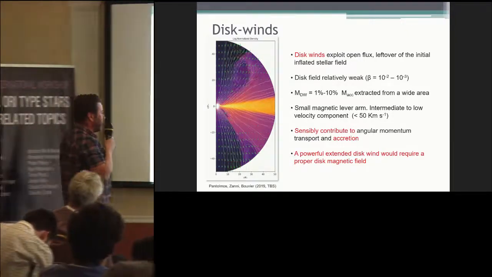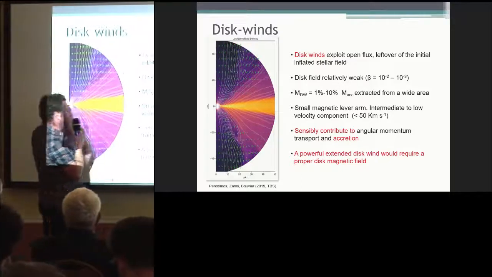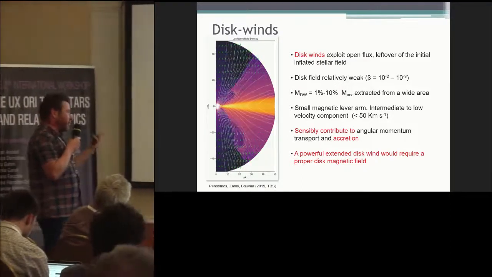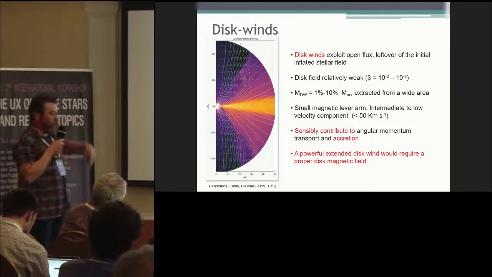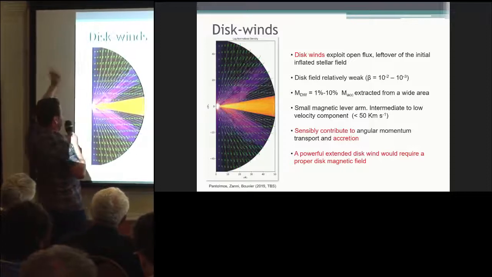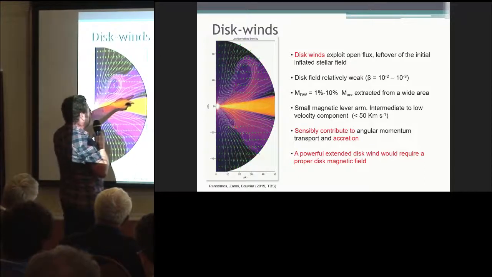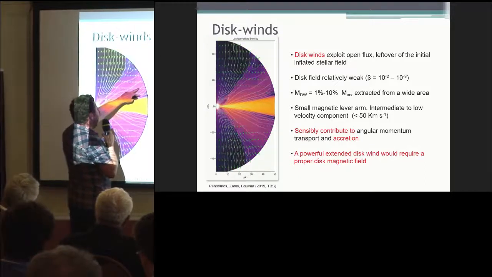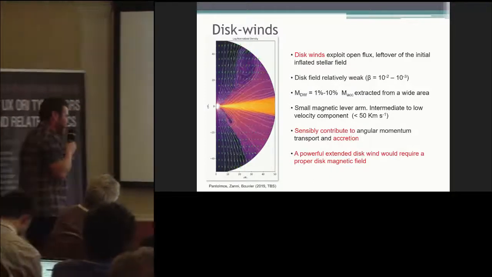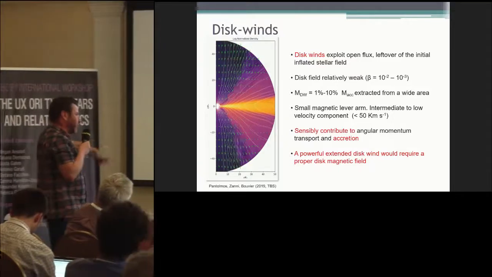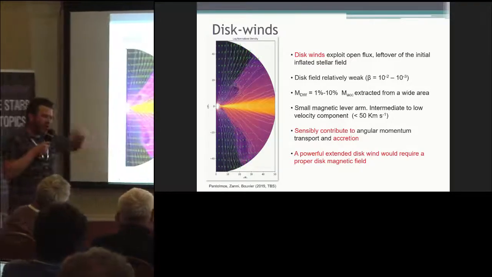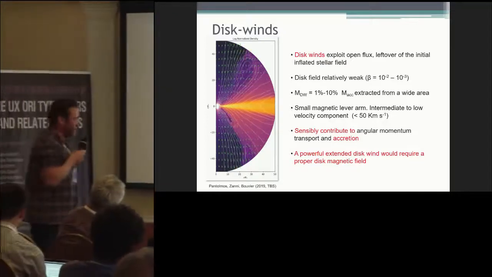They have a small magnetic lever arm. The Alfvén surface is pretty close to the disk surface. So in general, they provide an intermediate to low velocity component, and you see it here. If you just look visually, comparing the size of the green arrows here and here, you see that it is a much lower velocity component. Anyway, they sensibly contribute to the angular momentum transport, so it's an extra torque that provides accretion on top of the alpha viscous torque.